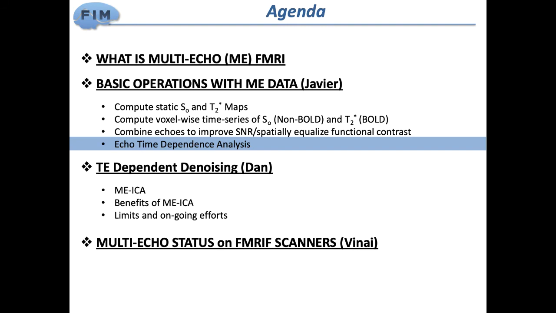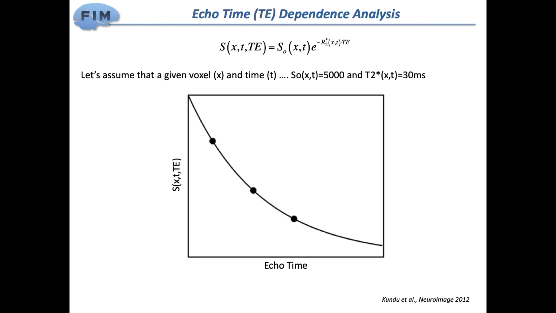And the last part that I'm going to talk about before Dan takes over is this idea of echo-dependent analysis, because this is kind of the basis for MEICA and some of the other more advanced ways of denoising the data that might be what you want to do. So again, here is the original formula that we have, and let's assume that here what we have is the decay, the change of signal for different echo times, and we have already assumed a given S0 for this voxel and time point, and a given T2 star, and the inverse is the R2 star.